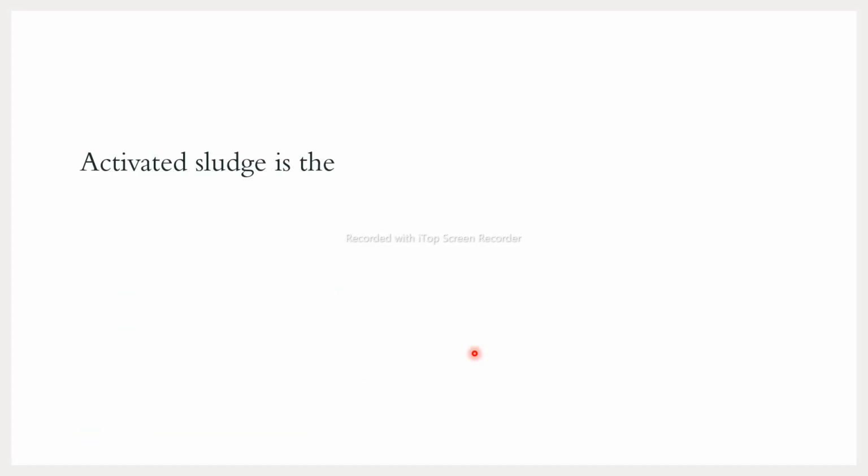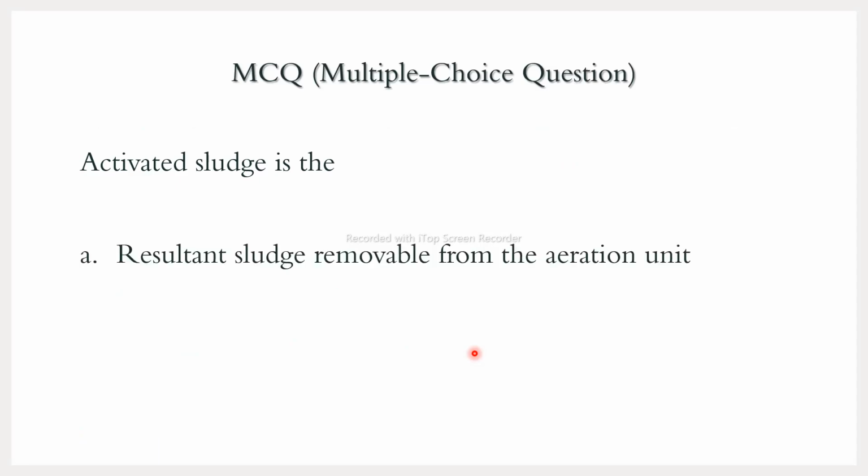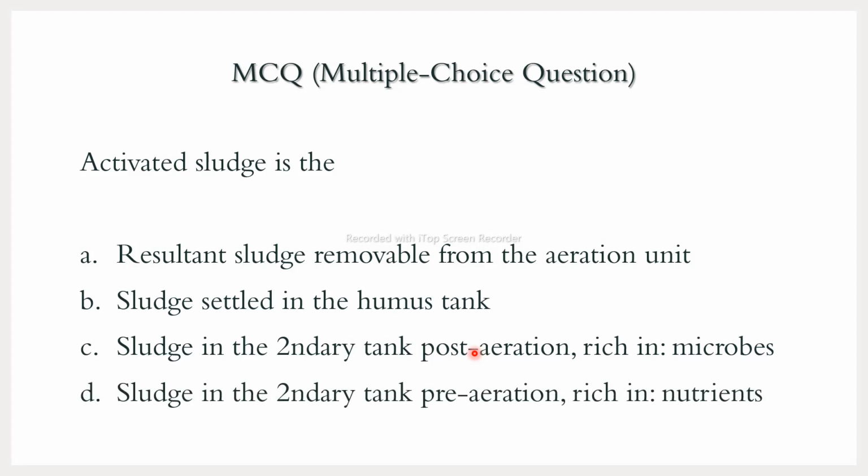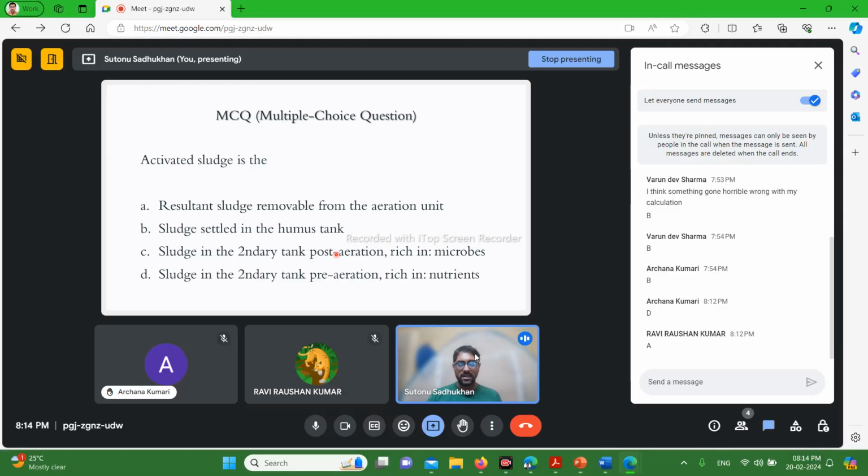Okay. Next MCQ. Activated sludge is, option A, the resultant sludge removable from the aeration unit. Option B, sludge settled in the humus tank. Option C, sludge in the secondary tank, post aeration, rich in microbes. And option D is sludge in the secondary tank, pre aeration, rich in nutrients. Which one is actually called your activated sludge?